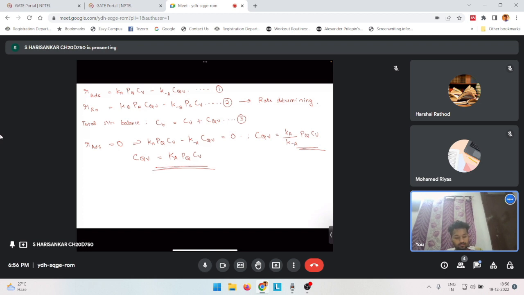Now what we can do is find the term for CV by using the site balance. So from equation 3, the site balance CT will be CV plus CQV. And we can substitute for CQV as KA into PQ CV. So if we rearrange, we can write the term CV separately. So CT will be CV into 1 plus KA PQ, or CV will be equal to CT by 1 plus KA PQ. So let's take this as equation 4 and this as equation 5.